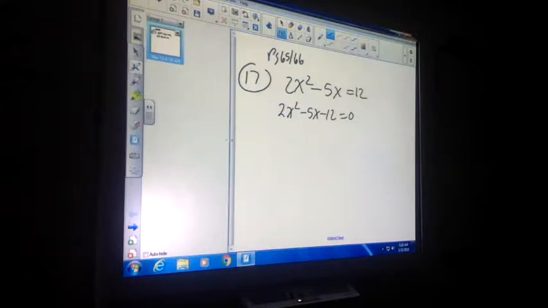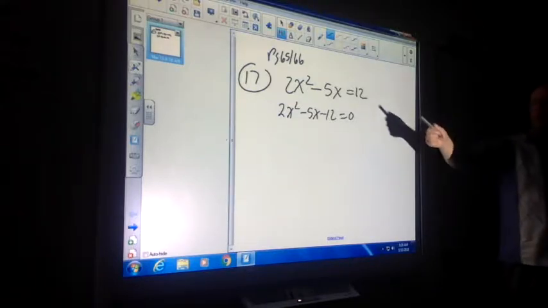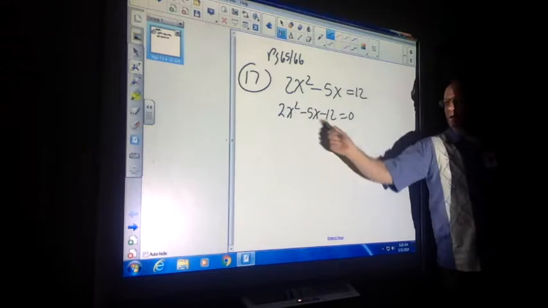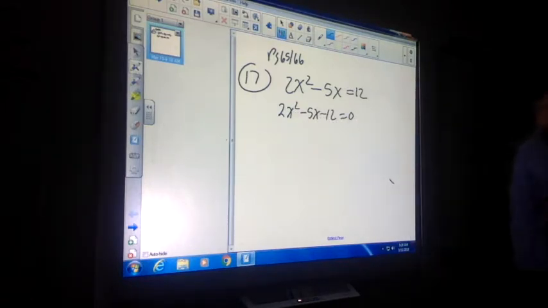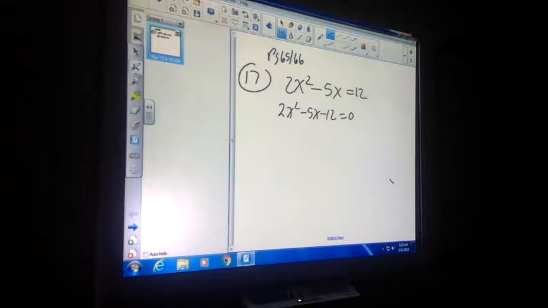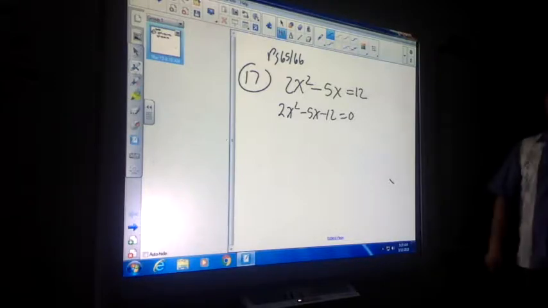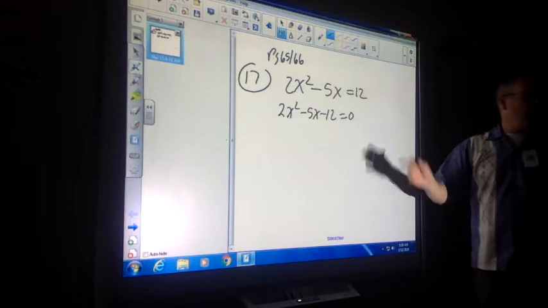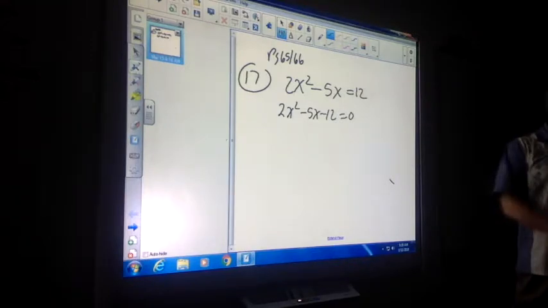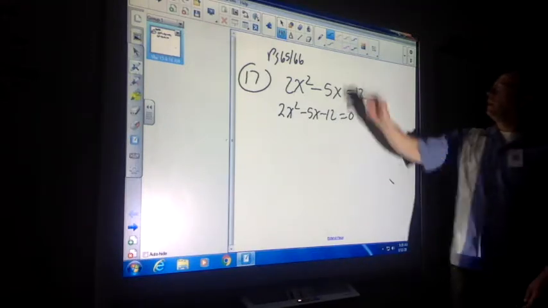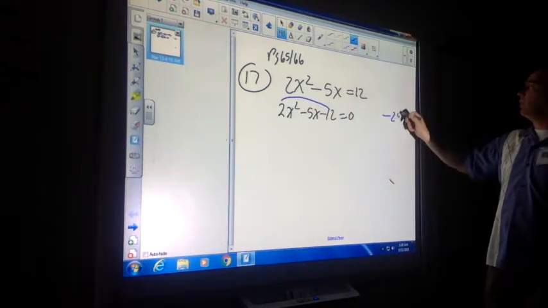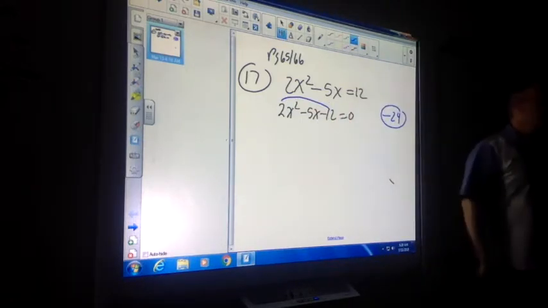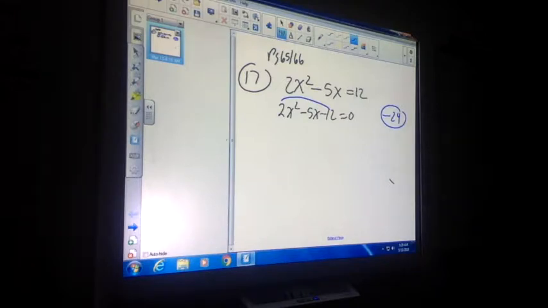All right. Is there a greatest common factor? Is there a letter on all three of these terms? No. Does 2, 5, and 12 have a number in common other than 1? No. So it doesn't look like we have a GCF at all. Everyone feel comfortable with that? Okay. Our magical number is going to be negative 24. Why is it negative 24, not positive 24? Because the 12 is a negative. Everyone still with me?